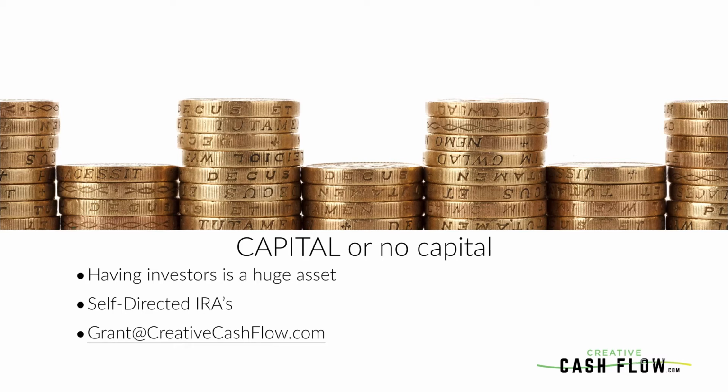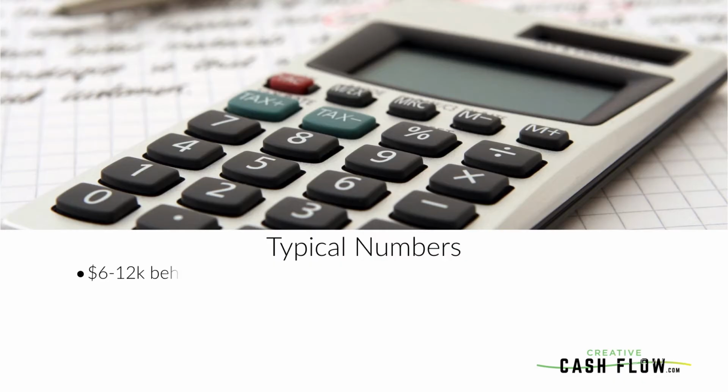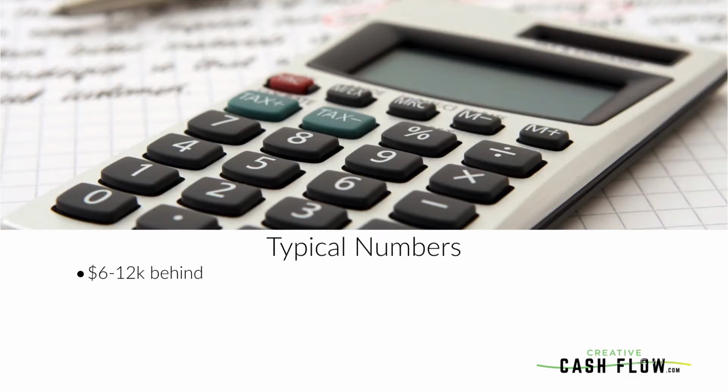We'll have a talk and see if it works for both of us, right? What are your typical numbers? What's the typical number of one of these kinds of deals that you're doing subject to? Well, typically I'm going to be looking at a house that's somewhere between $6,000 and $12,000 behind.